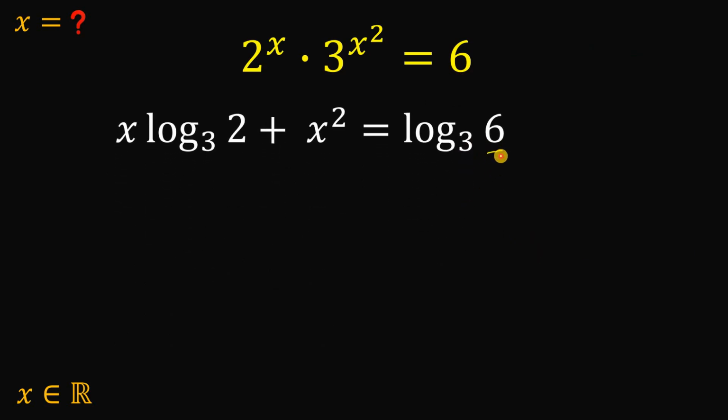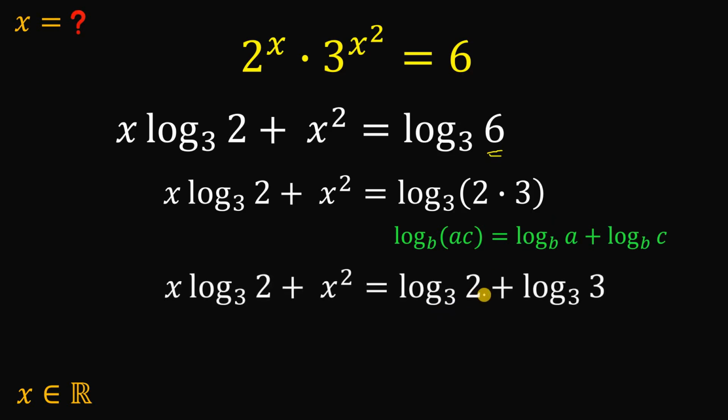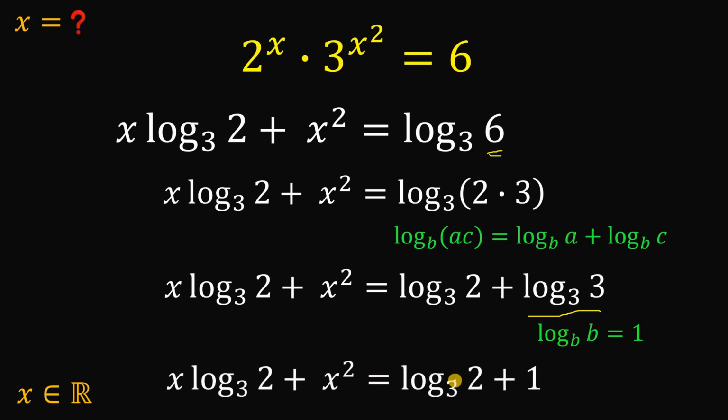Now, focus on this 6, because the 6, we can rewrite this as 2 times 3, for sure. Now, why we do that? Because we will use this identity. If we have logarithm of a times c to the base of b, we can rewrite this as logarithm of a to the base of b plus logarithm of c to the base of b. So, the right-hand side of our equation, we can rewrite this as logarithm of 2 to the base of 3 plus logarithm of 3 to the base of 3. Now, focus on this expression, because take note, logarithm of b to the base of b is just 1. So logarithm of 3 to the base of 3 is just 1. And the rest is bring down. Now let's focus on this result.